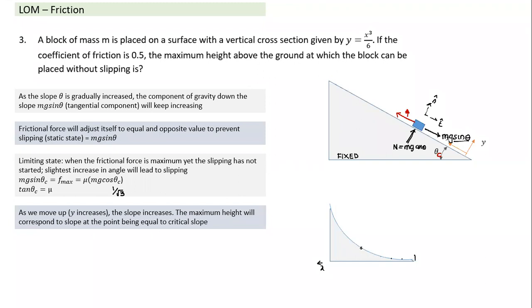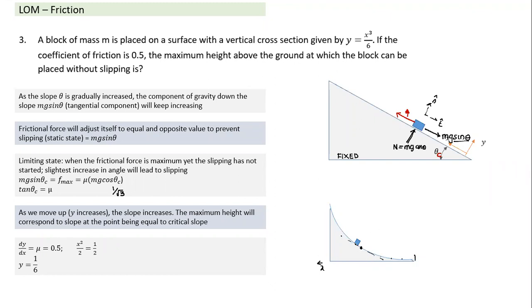If this is a critical condition here, the object is placed here at the highest point. If I draw a tangent here, it is equivalent to this condition. So what is the condition? dy by dx is nothing but tangent of theta.